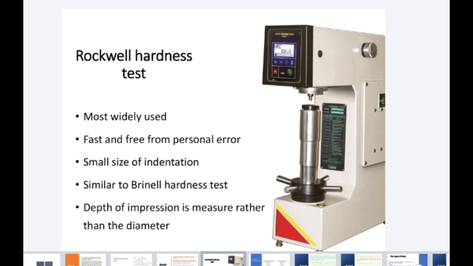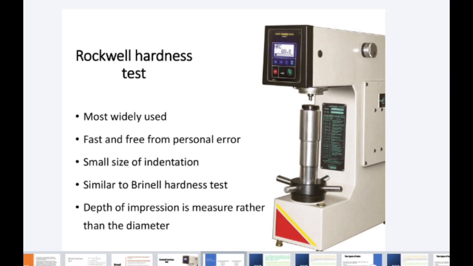We have the Rockwell hardness, right? So the Rockwell hardness test, this is also a mostly used test. This is fast and free from personal error. A small size of indentation is made. So if you are worrying about the permanent deformation in the material, you don't want a bigger size of indentation, so you can use this test. The procedure and things are similar to the Brinell hardness test, and the depth of the impression is measured rather than the diameter of the impression, right? So here we take the depth of the indentation rather than the diameter.